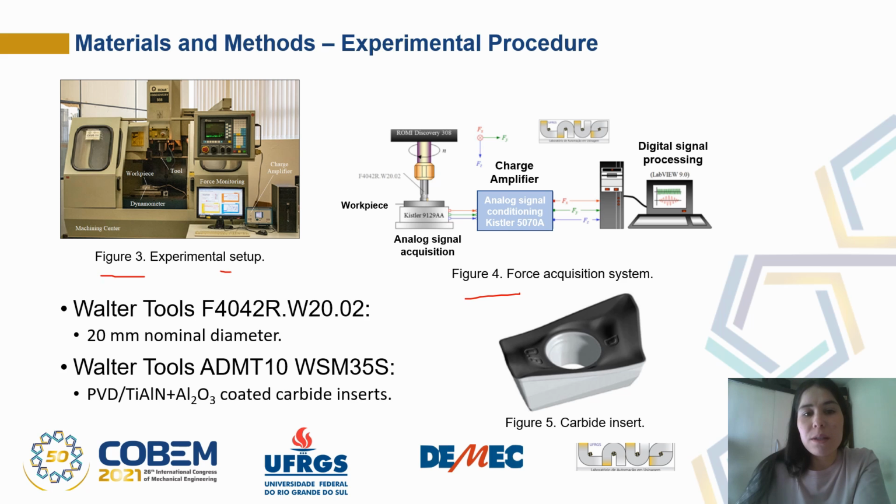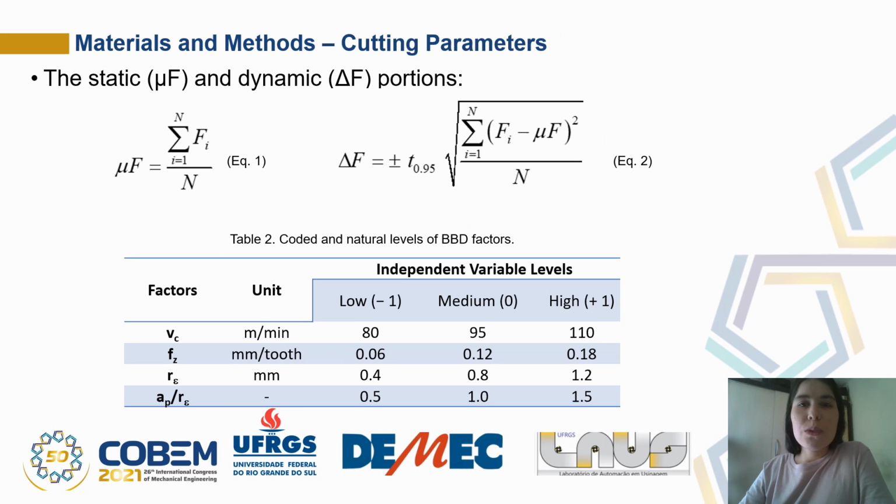The carbide inserts were of this model. Three different nose radii were used: 0.4, 0.8, and 1.2 millimeters. They were used with a Walter Tools milling head. For the analysis of the static and dynamic portions, equation 1 and equation 2 were used.